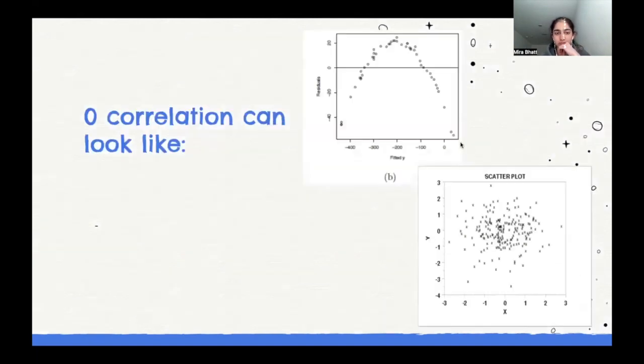So if we look at these, we can see that one of them is a slightly different type of plot, but this would have an R of 0. But there's clearly a pattern in the data, right? It's like a parabola. But R is still 0. So it's telling us that there's no linear relationship, and that's true. But it doesn't mean that there's no pattern in the data whatsoever. The second one shows a cloud of data. R would be 0 in this case too. And in this case, there is basically no relationship.